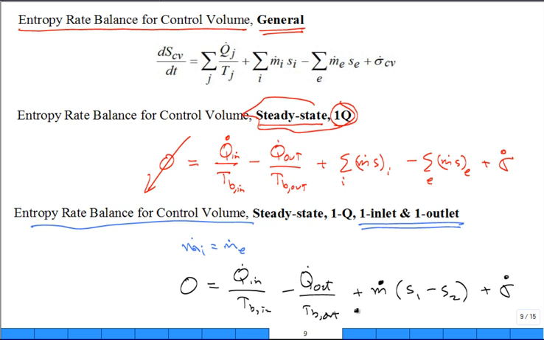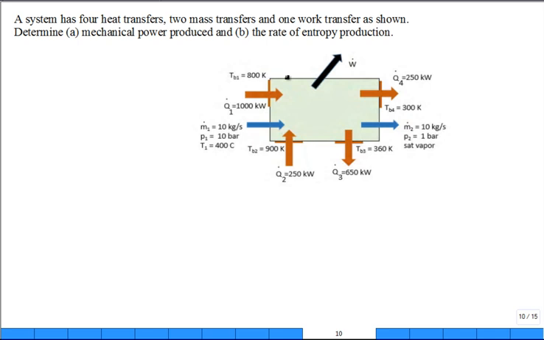The system that had the four heat transfers. Here's the first heat transfer, second, third, fourth. They're all the same Q dots, all the same T_bs. That's the previous problem. We also only have one work, one power out. But this time there are two mass transfers. This is what's new to this problem. We have a mass flow rate of 10 kilograms per second coming in at 10 bar, 400 degrees C, and it's steam or water, and then 10 kilograms per second at 1 bar out as saturated vapor, steam. So this is what's new, these mass transfers in and out. So now find the mechanical power produced for this problem.